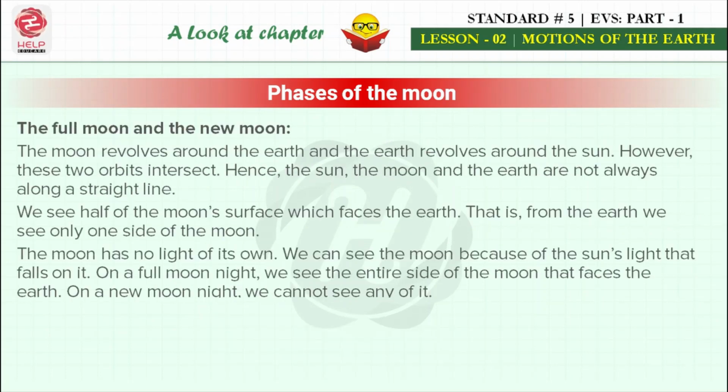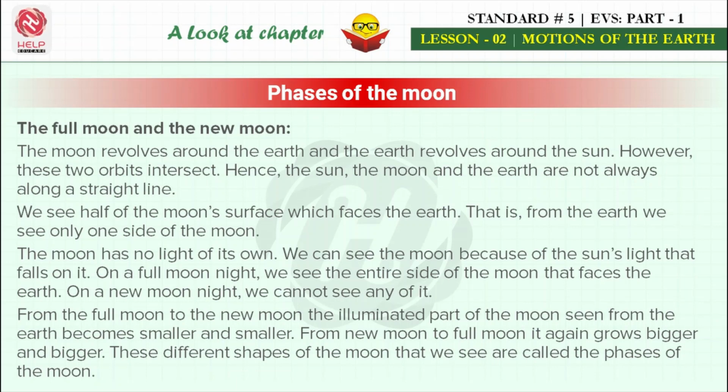The full moon and the new moon. The moon revolves around the Earth and the Earth revolves around the Sun. However, these 2 orbits intersect. Hence, the Sun, the Moon, and the Earth are not always along a straight line. We see half of the Moon's surface, which faces the Earth. That is, from the Earth, we see only one side of the Moon. The Moon has no light of its own. We can see the Moon because of the Sun's light that falls on it.